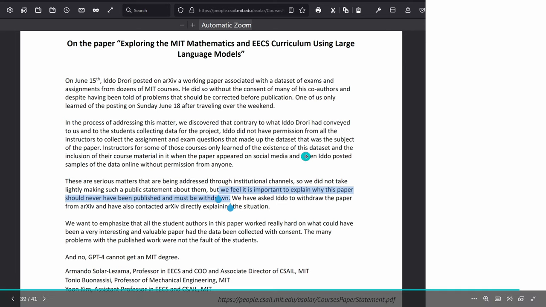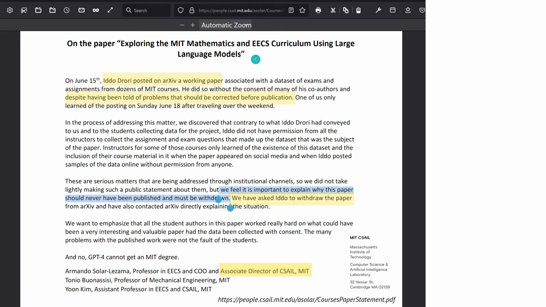And here we have, maybe I show you this one, the director of the Massachusetts Institute of Technology Computer Science and Artificial Intelligence Laboratory writes here on the paper. This is the arXiv preprint. Iddo Drori posted on arXiv a working paper. He did so without their consent, despite having been told of problems that should be corrected before publication. We feel, and this is the voice of the director, it is important to explain why this paper should have never been published and must be withdrawn. Now comes the director in his official voice.